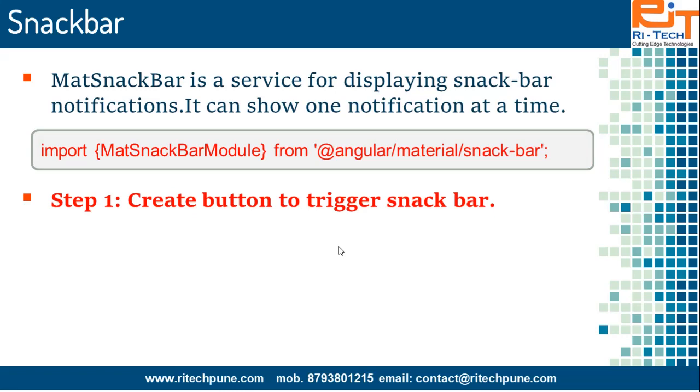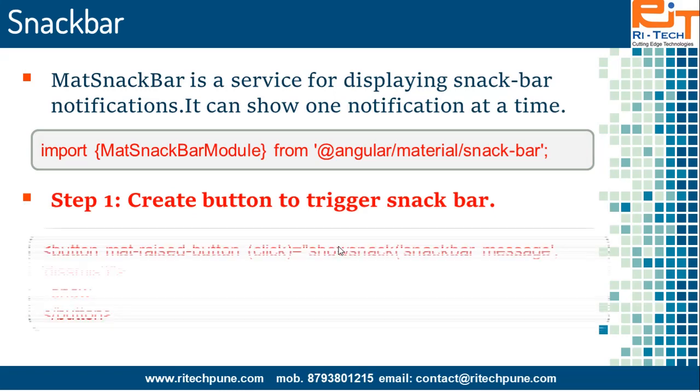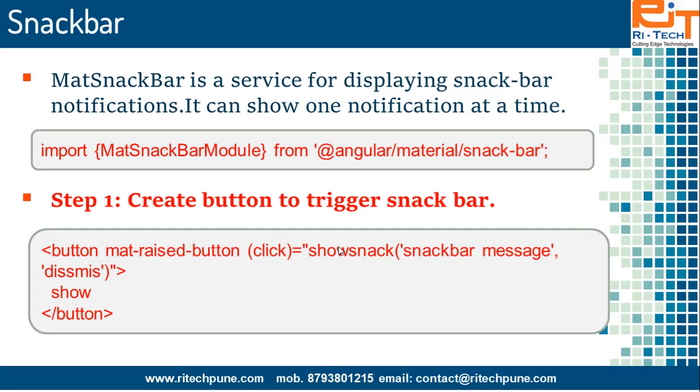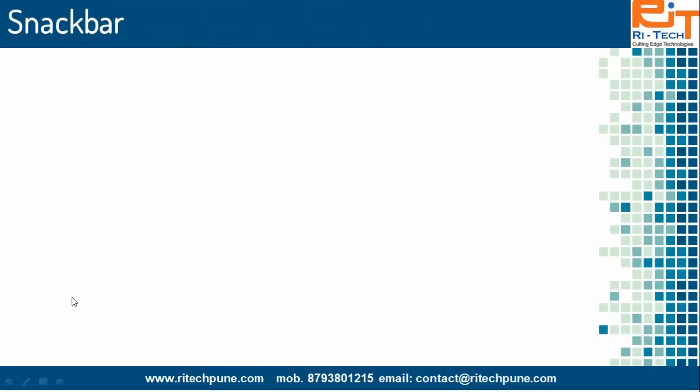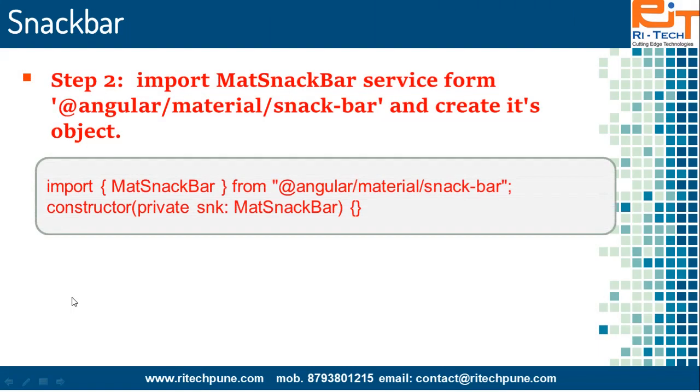Now step 1 to create a snack bar: create a button which will trigger the snack bar, and on the click event of that button call some method, and in that method we can pass a message and a command. So two parameters, the message and the command. If you look here, we are attaching the show snack method to the click event of this button, and we are passing the snack bar message and the command. Dismiss is a command, and then we have the value of that particular button. When you click on this button, it will call that method.